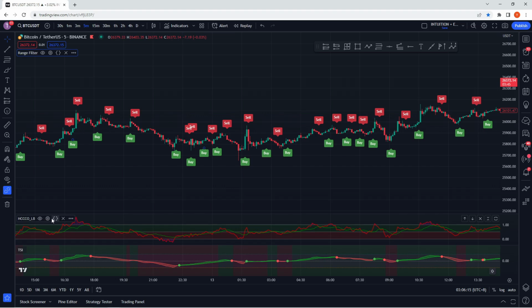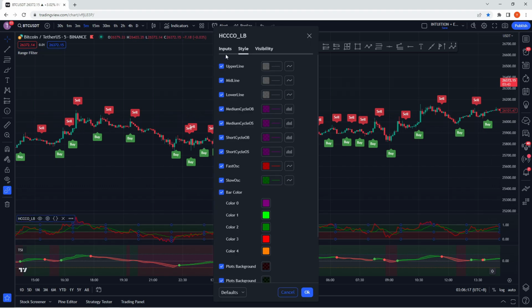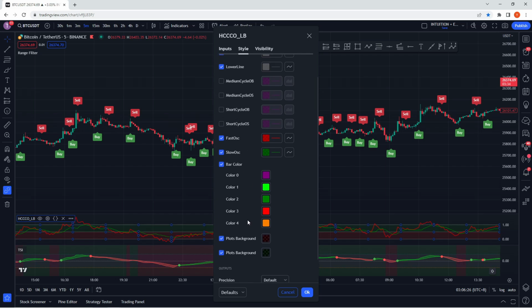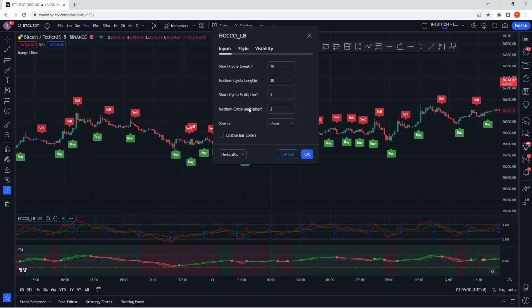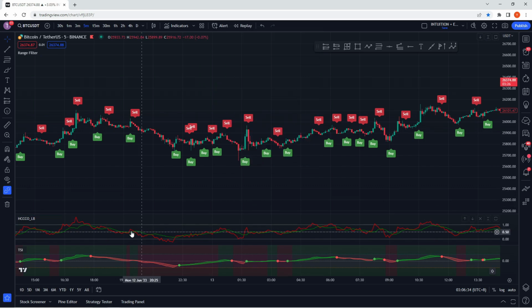Next, go to your cycle channels. You want to remove everything from the medium cycle order block, the OS as well, and the short cycle order block and the short cycle OS. Plots background you can remove as well. Under inputs, these are the default inputs, you don't have to change anything, so just leave it as it be.